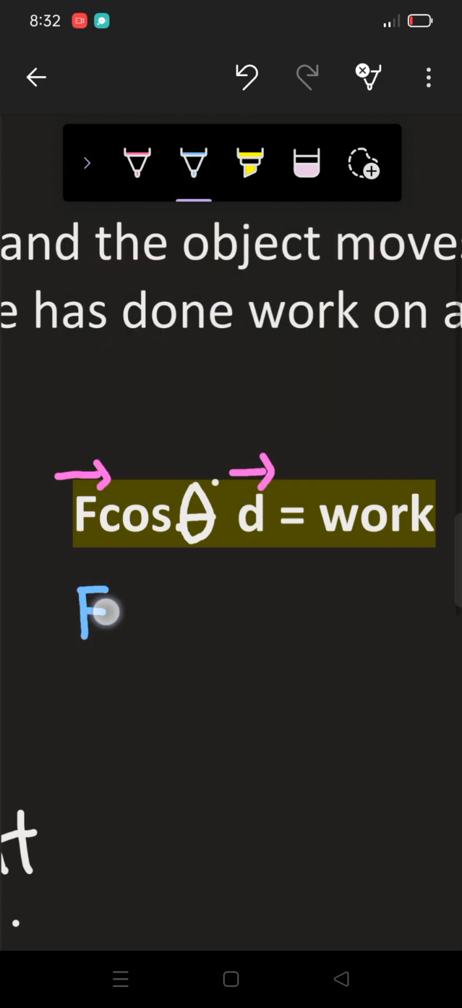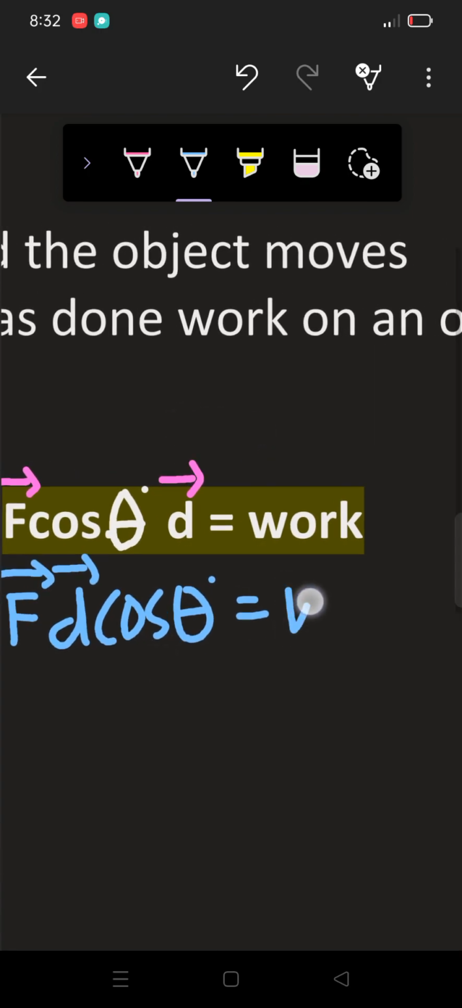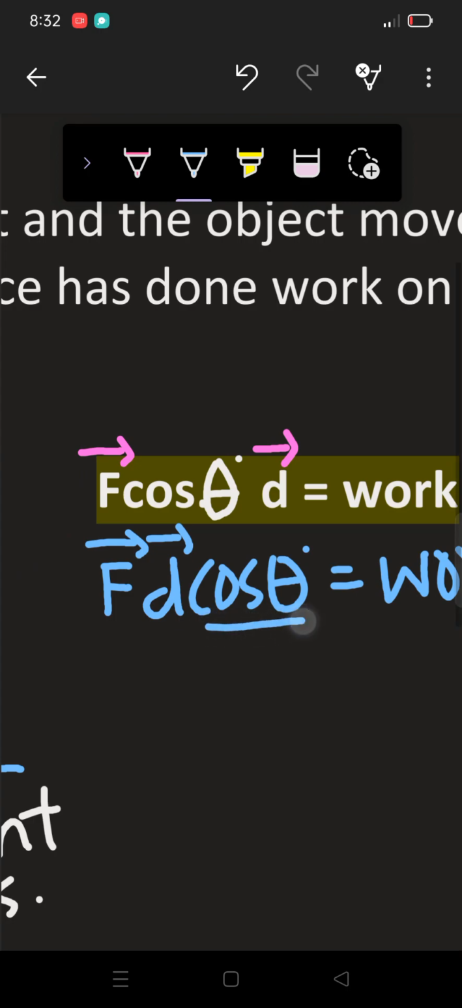There will be a dot, right? F, or I can write it like this as well, F·d. I am writing the physical quantities together, and then cos theta, on the other hand, is equal to work again. Now I want to remove this particular cos theta. For removing this cos theta, I have to put the dot between force and displacement.